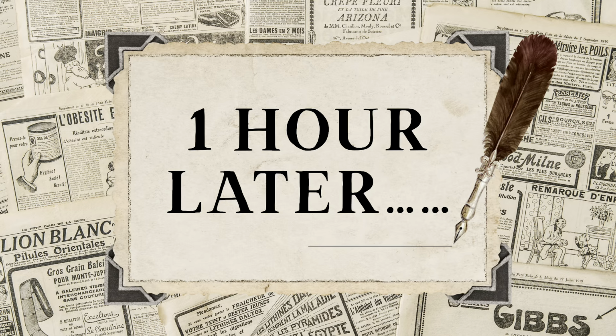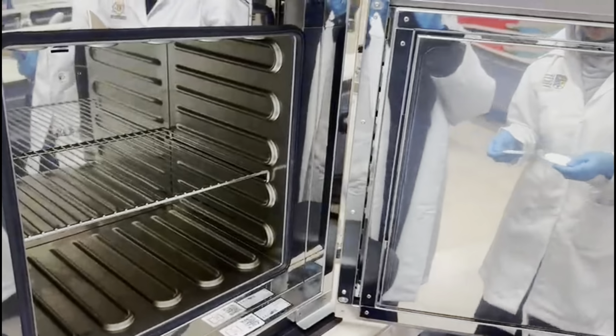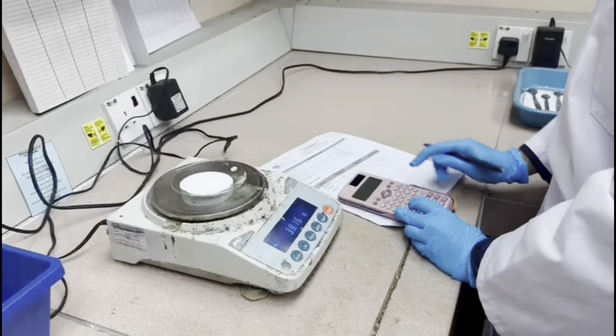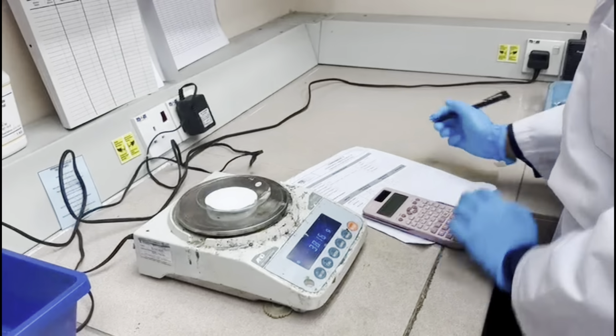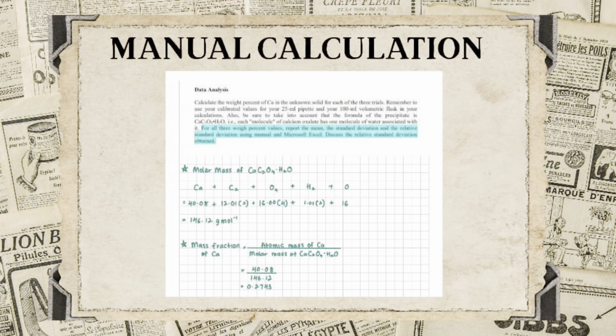One hour later. After being dried, take and record the weight of each of the 3 samples. Don't forget to subtract the weight of the filter paper and watch glass. Now presenting our raw data and all the manual calculations for the data analysis.